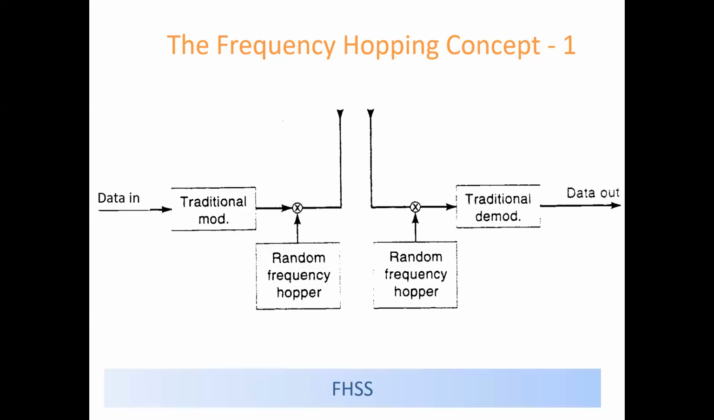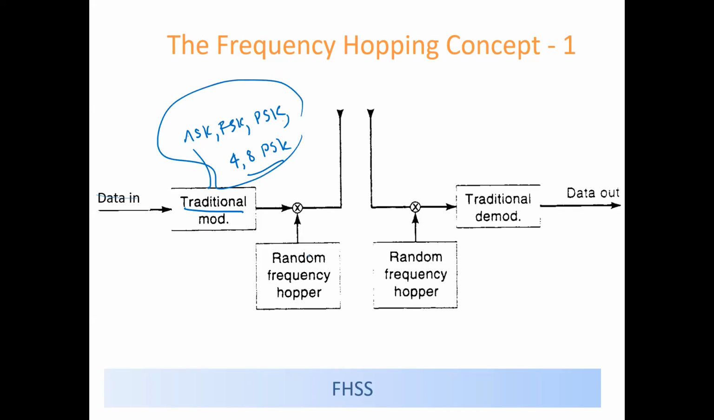And this is a block diagram. So you do the traditional mode. If you use the digital mode, this can be ASK, FSK, PSK, higher order, right, like 8 PSK. And whatever technique you use, you go through this frequency hop. And then the output here will be a wider bandwidth.